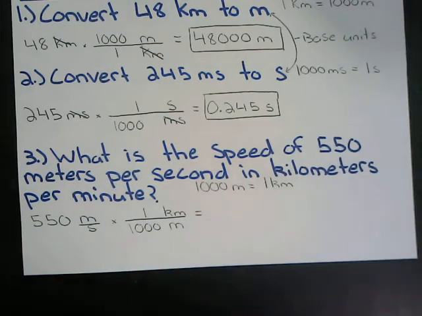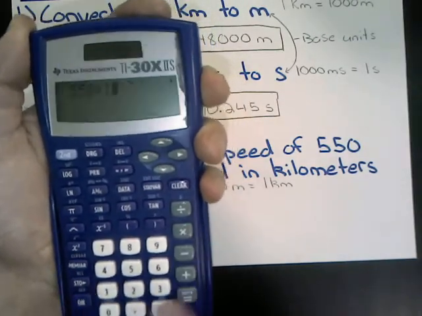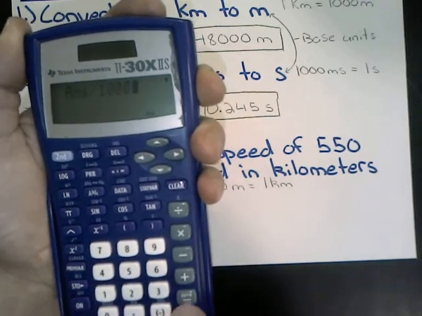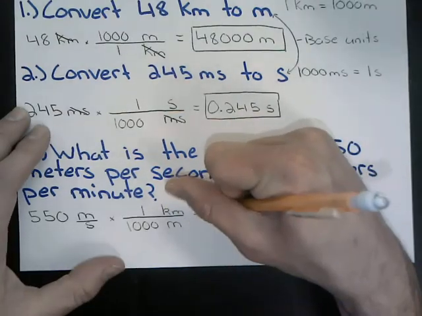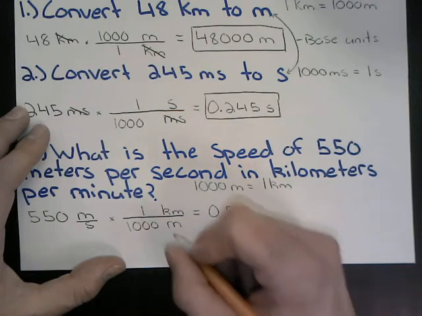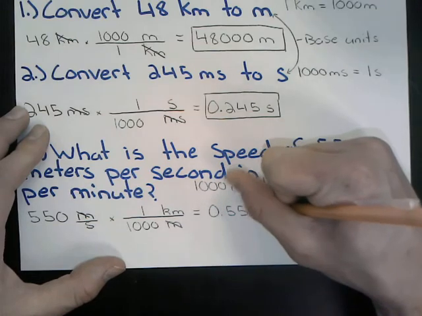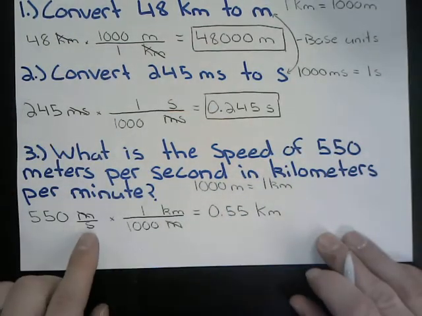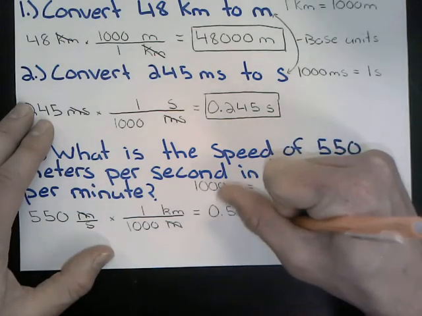So what I'm going to do initially is take 550 meters per second times 1 divided by 1,000. So 550 times 1 divided by 1,000. If you didn't see that, I get a value of 0.55. And now we need to talk about units. Our m's for meters cancel out. And so on top, we're left with kilometers. But don't forget about this unit of seconds. So we have per second.